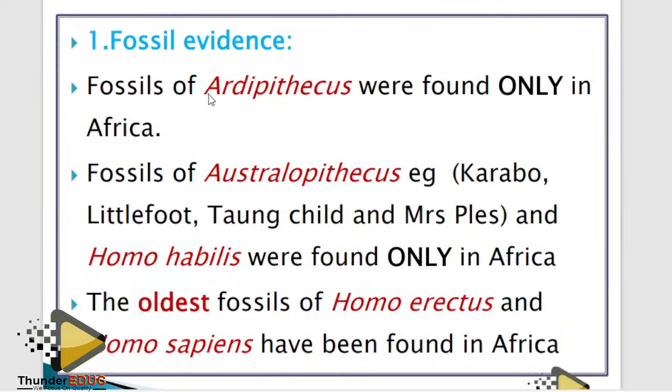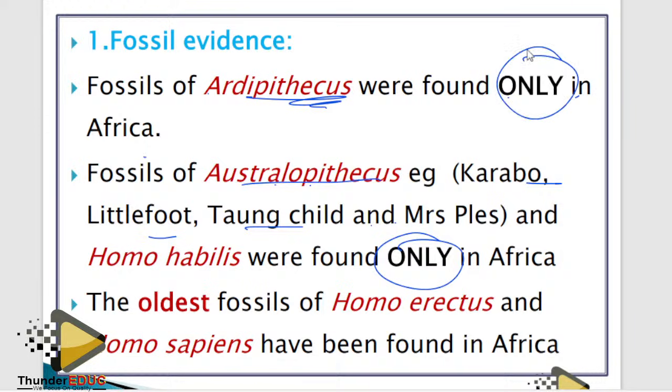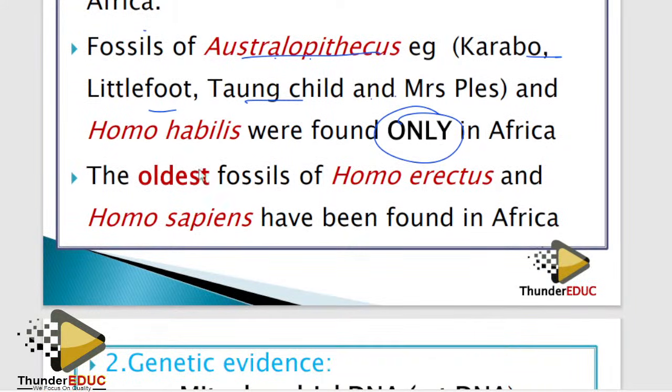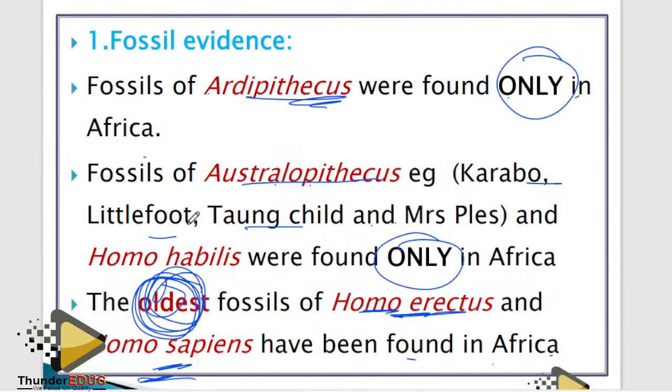Also, fossils of Ardipithecus were only found in Africa. Fossils of Australopithecus, Karabo, Little Foot, Little Child, you can talk about too. And Homo habilis were only found. You see, this word only is very important. But once you come to Homo erectus, you talk about the word oldest. The oldest fossil of Homo erectus and Homo sapiens were found in Africa. So for these two, we want the word oldest. If you don't put it, we cross it. And for the others, you don't add the word oldest, because we will ask you what about the newest? So we cross it.